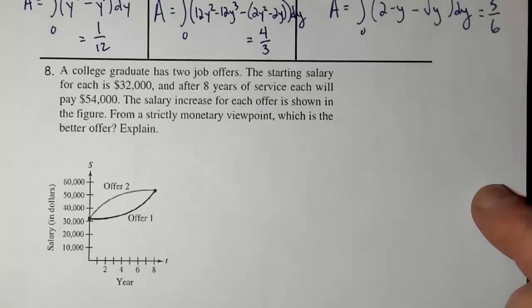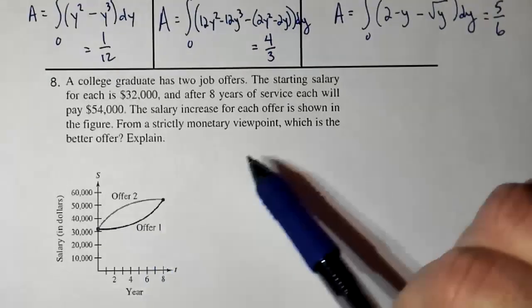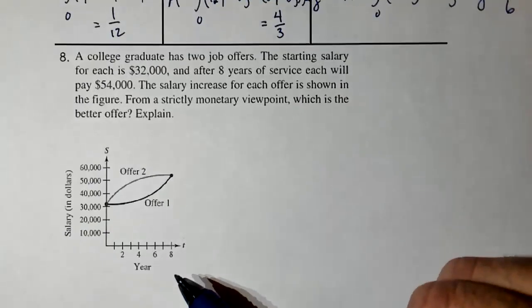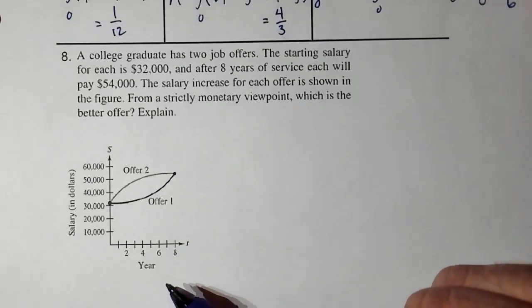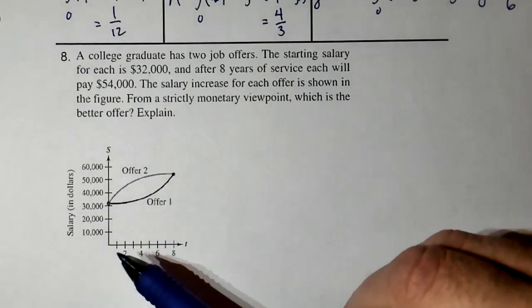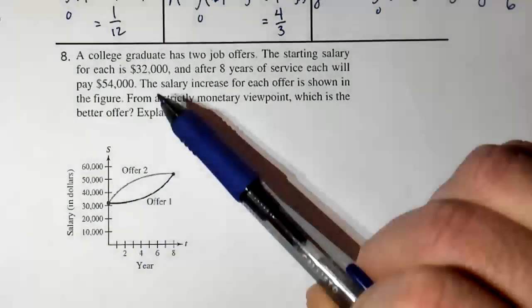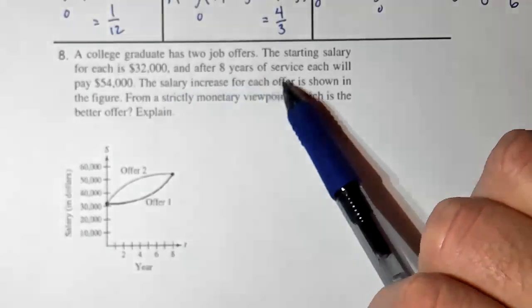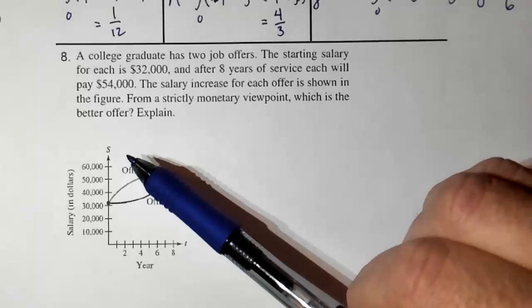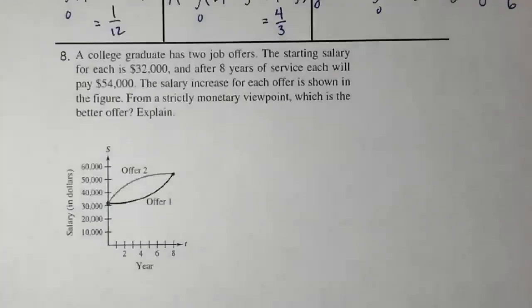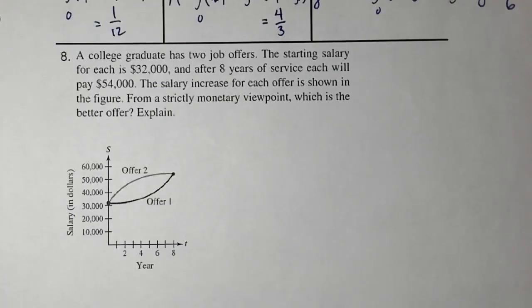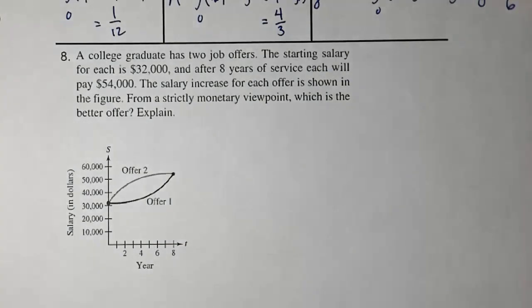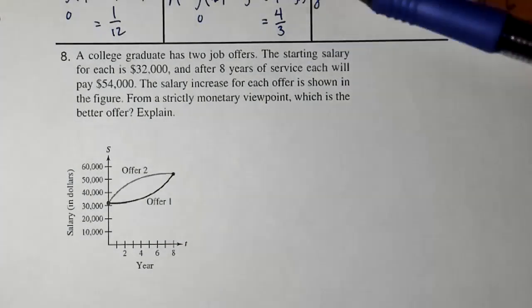All right. So with this application problem, this is a good one that I could see being a multiple choice question, potentially something of that nature, but let's not overthink it. So a college graduate has 2 job offers. Starting salary for each is 32 grand. And after 8 years of service, each will be paid 54,000. So the salary increase for each offer is shown in the figure. Monetary viewpoint only, so only looking at money. What is the better offer?